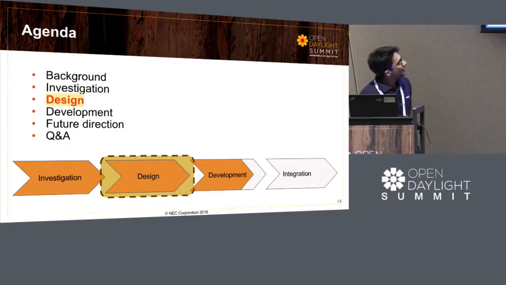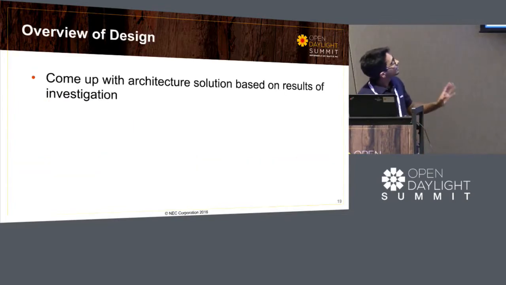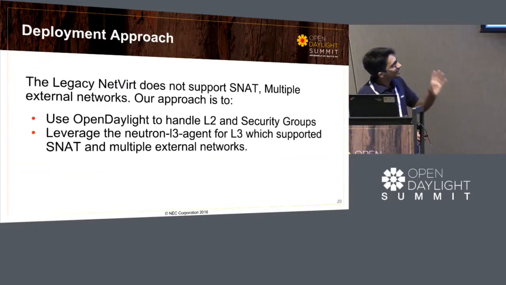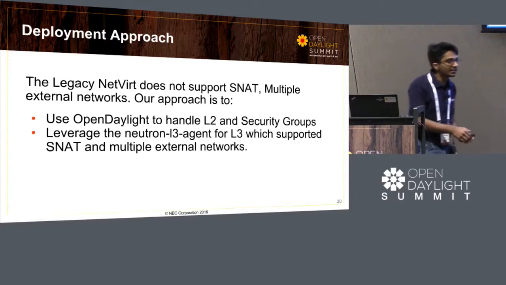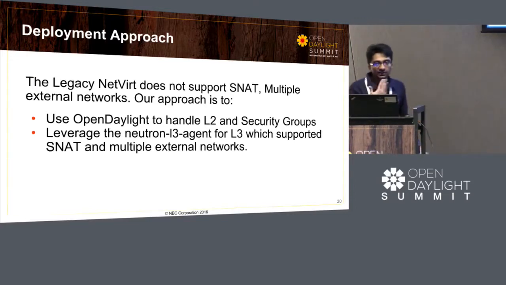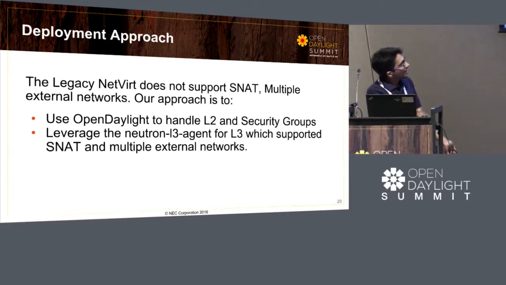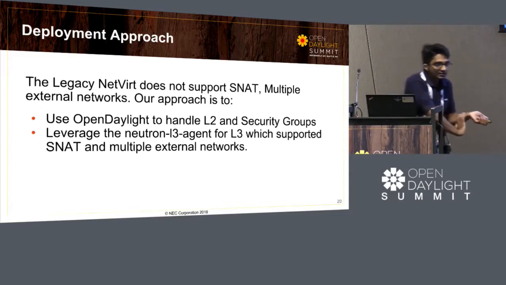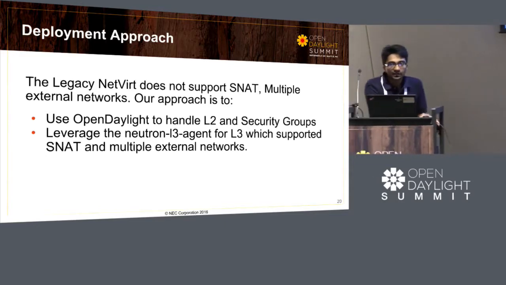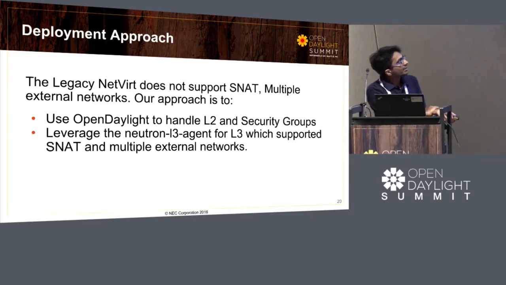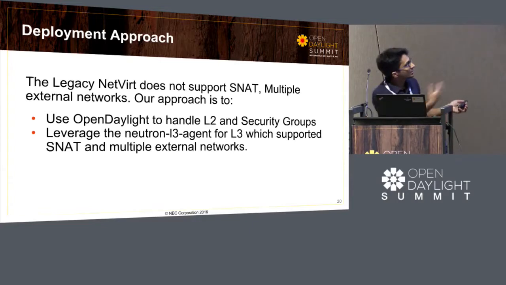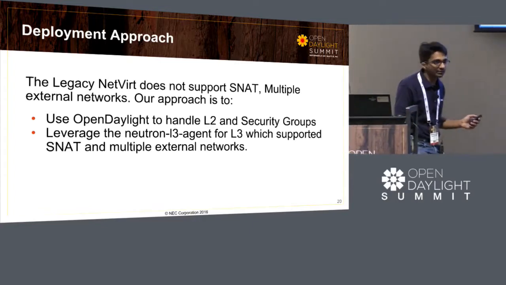Moving on to the design phase. Having chosen legacy Netvirt, we understand that it comes with its own limitations. We definitely know it doesn't support SNAT, and it doesn't support multiple external networks. So what we decided is, since we want to use OpenDaylight in our use case, we would leverage the stable areas available in legacy Netvirt, and the rest we would leverage from what is available in OpenStack. That was the architecture that we went with.